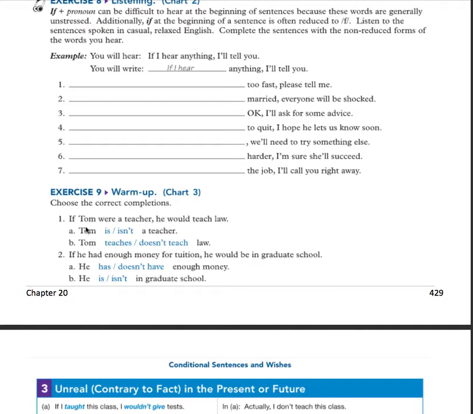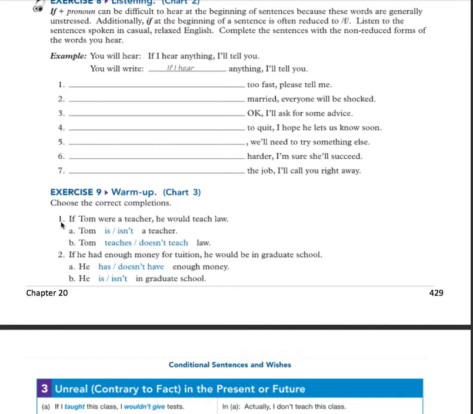All right. Now, if you remember back from chart 20-1, if it's unreal in the present and future, the verb form is going to be simple past. And the result clause is going to use would in the simple form of the verb. Okay?